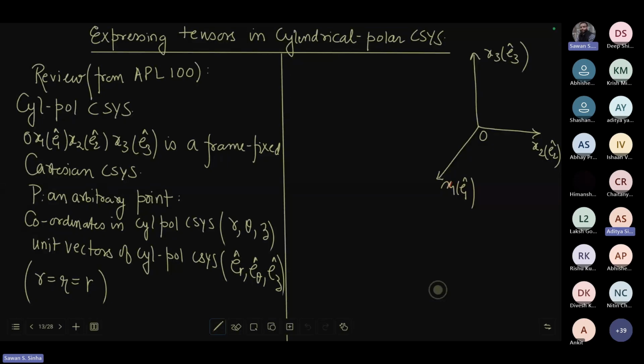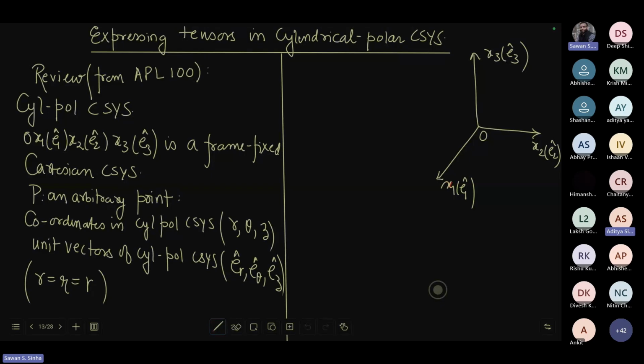The tensors will remain unchanged. Tensor does not depend on any coordinate system. However, the tensor operations, the way we are performing, will depend on the working coordinate system. Sometimes you will choose cylindrical polar coordinate system, and thus I want to tell you how to express these tensors in a cylindrical polar coordinate system. In APL 100, you have studied about cylindrical polar coordinate system. I am going to quickly review what we learned there.